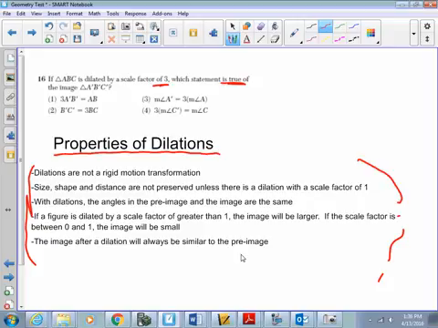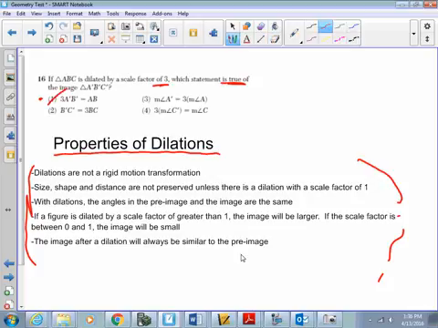Looking at answer choice 1, it says 3 times A prime B prime is equal to AB. That's not going to be the case because A prime B prime is already bigger than AB, right? It's already 3 times as big. Now, if number 1 had said A prime B prime is equal to 3AB, that would be true. But the way they wrote it, it is not true. So that is not an answer.